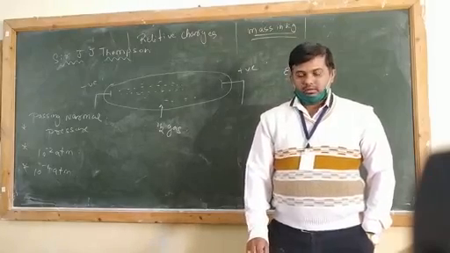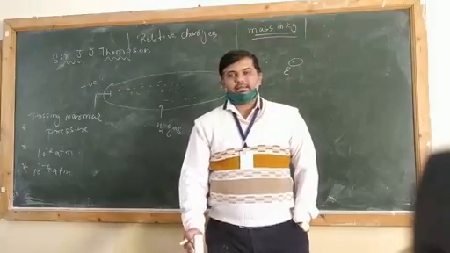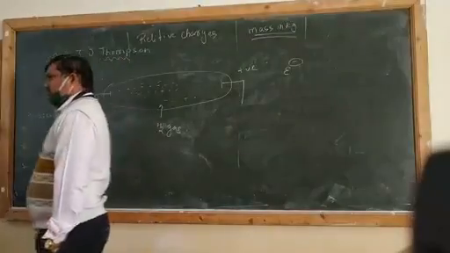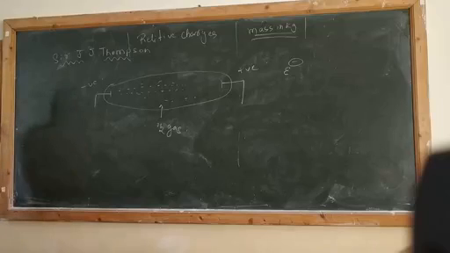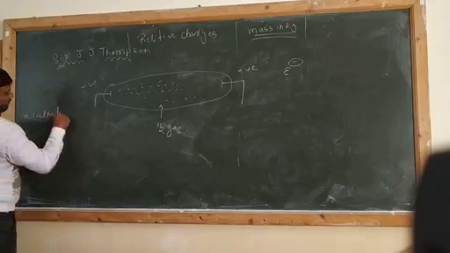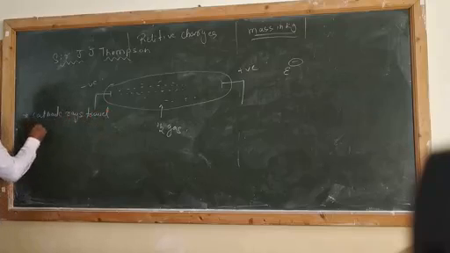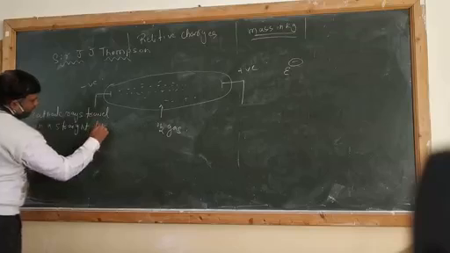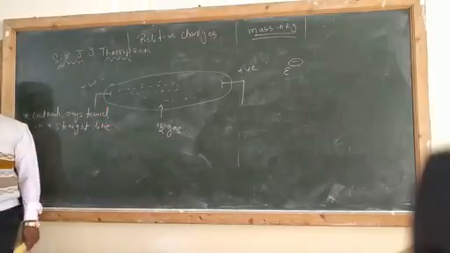Characteristics of cathode rays. Point number 1, cathode rays travel in a straight line.